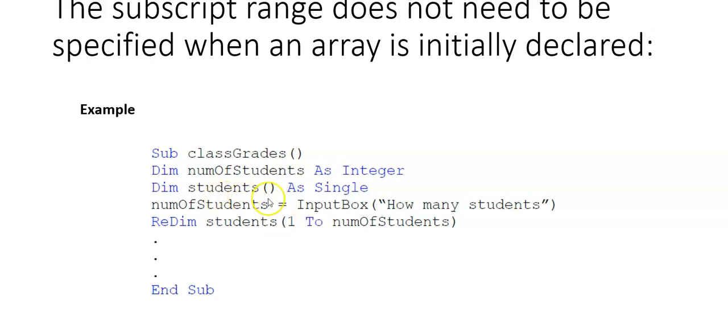Suppose you don't know the number of students. Then you declare this array like this, students, blank parentheses, as Single. In the next line you would find out the number of students. So now you know the subscript for your array and you would use it here. In the following lines you're going to use this array, so you need to use the ReDim statement and specify the range for your subscript.